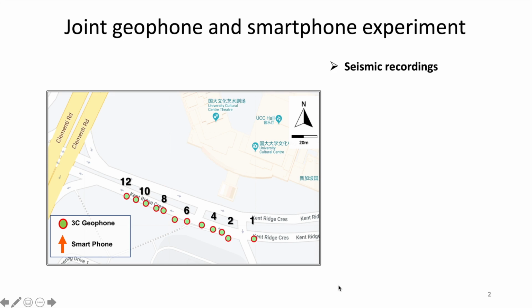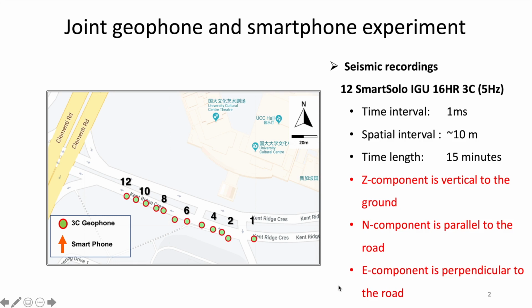Three-component geophone means the geophone can measure vibrations of the Earth in 3 directions at once. In this case, Z component is set vertically to the ground. N component is parallel to the road. E component is perpendicular to the road.